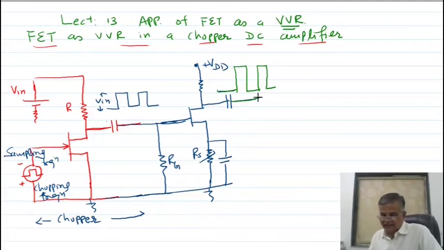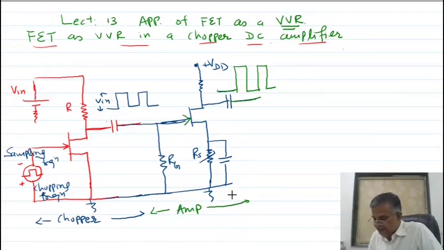See, our title, remember, is chopper DC amplifier. We want to amplify the small DC voltage here with the help of the entire section. So in this section, first we converted this V in into AC, and this AC is amplified with the help of this amplifier. FET here works as an amplifier.